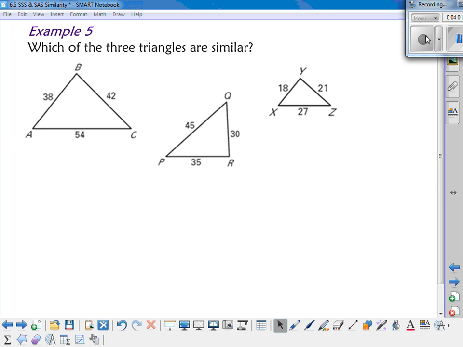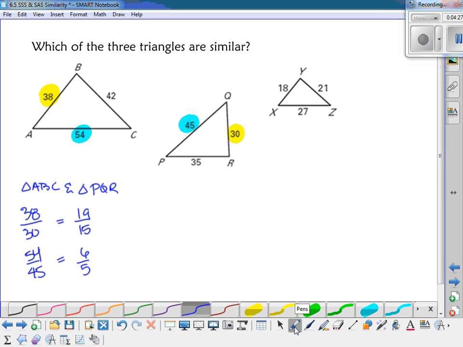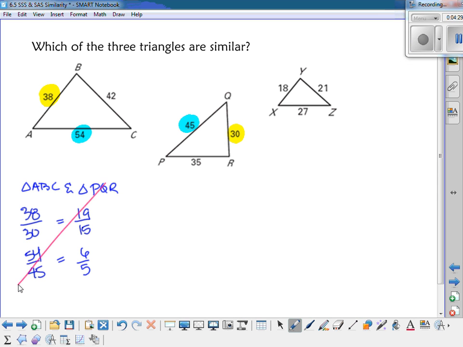So here's an example for you to try on your own. Which of the three triangles are similar? Try to figure this one out yourself. Pause the video now. So the first thing I did was I compared triangle ABC and triangle PQR, and when I looked at the shortest and longest sides, I could see that my ratios did not come out the same, so I know that those two are not similar.